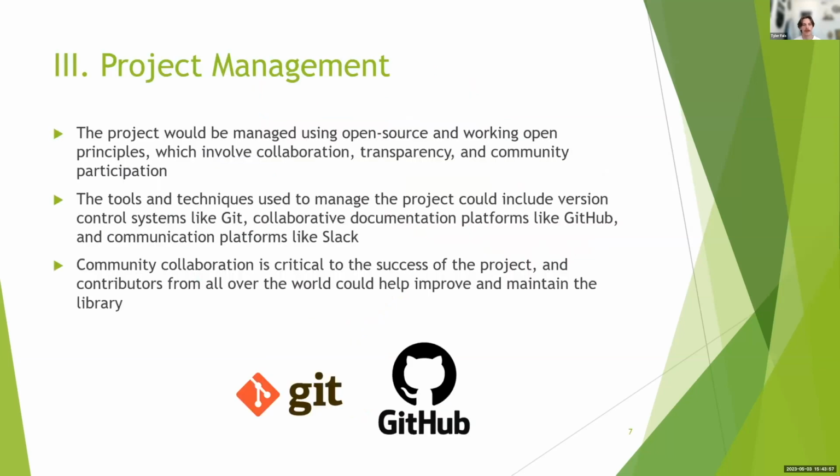And then the third part I talk about in my paper is project management for this project. This would be managed using open source and working open principles, which involve collaboration, transparency, and community participation. The tools and techniques used to manage the project could include version control systems like Git, collaborative documentation platforms like GitHub, and communication platforms like Slack. Community collaboration is critical to the success of the project, and contributors from all over the world could help improve and maintain the library.